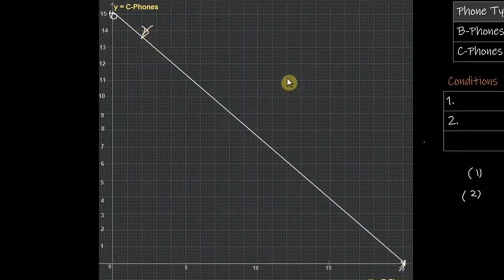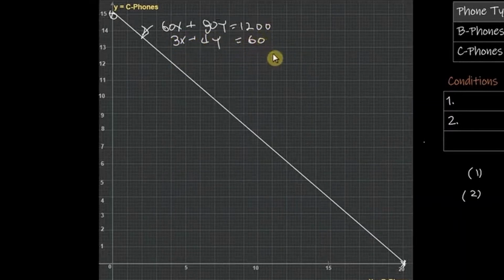So there we have our first line, and the equation of this line is 60x plus 80y is equal to 1,200, which we had simplified to give 3x plus 4y is equal to 60. That's the equation of that line. The inequality for this equation would be represented by everything that falls below this line. So we have several values of x and y that are represented by the inequation. It falls below that line.